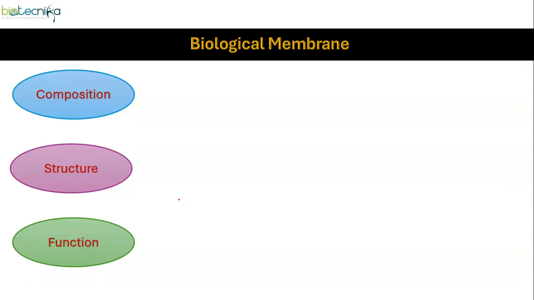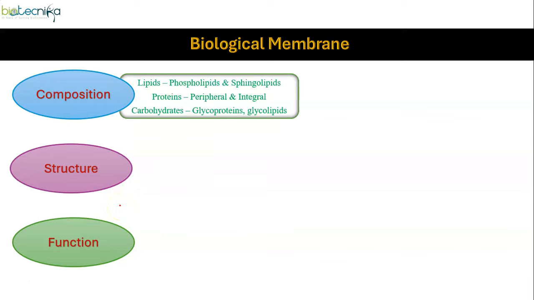So biological membrane, what is its composition, structure and function? We will look into each one by one. When I say biological membrane, basically it is composed of three major biomolecules. Lipids in the form of phospholipids and sphingolipids. Proteins can be peripheral or integral membrane proteins. And carbohydrates exist in the form of glycoproteins or glycolipids. Each of these components has its unique importance to the biological membrane.